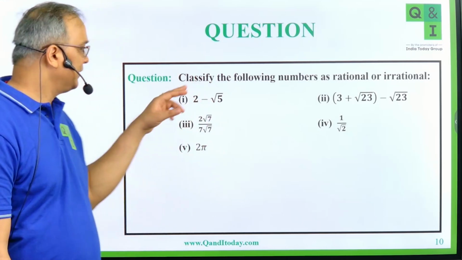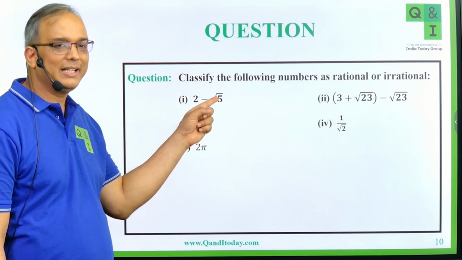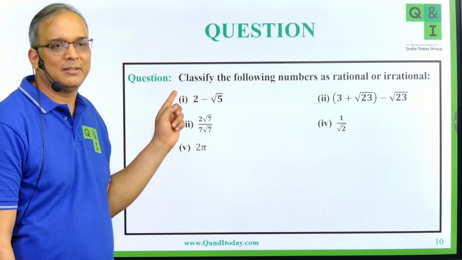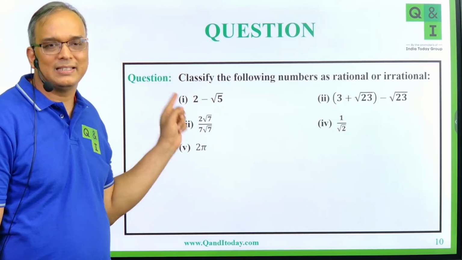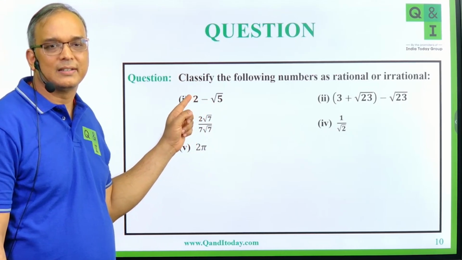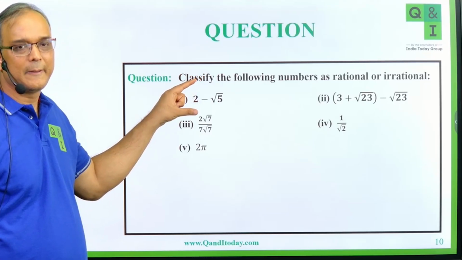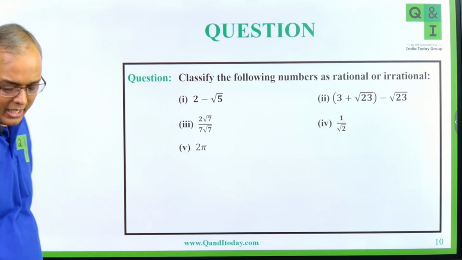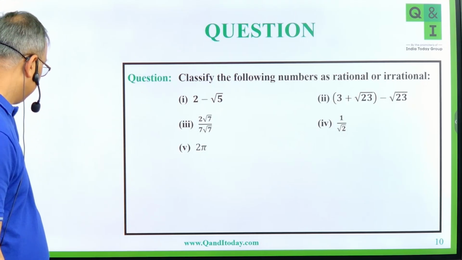So let's start with the first one. The first one, 2 minus root 5. You are subtracting an irrational number from a rational number. So what is the result? The result will be irrational. Aditi, you are correct. Anay, you are also correct. So the first one is irrational. Now, quickly tell me, what is the second one?